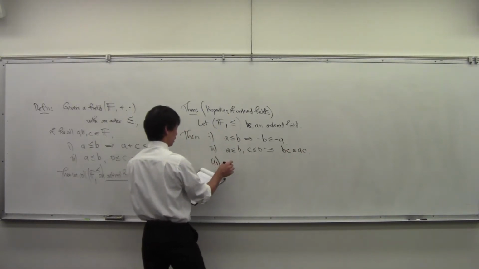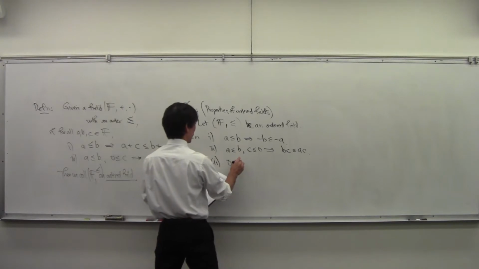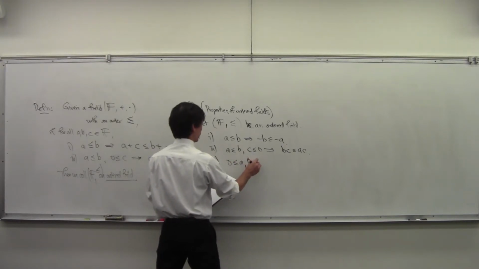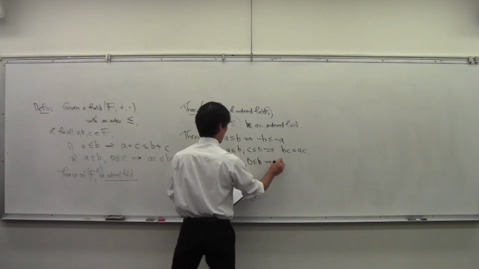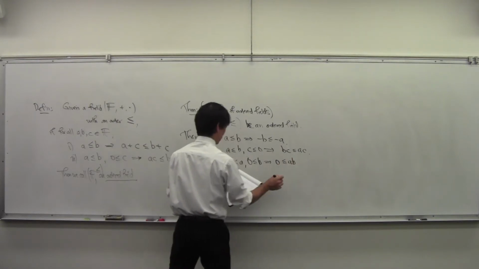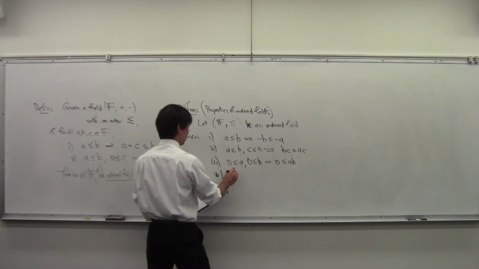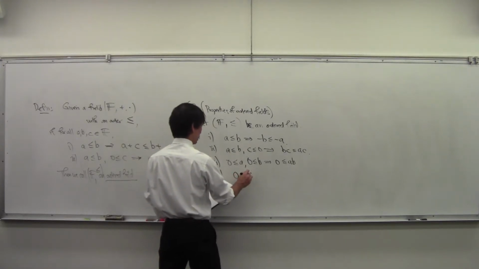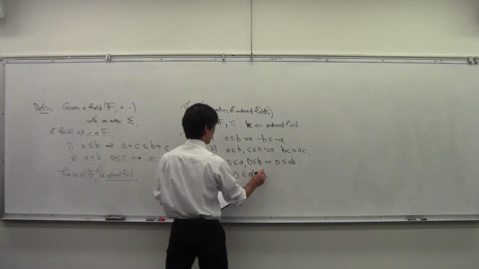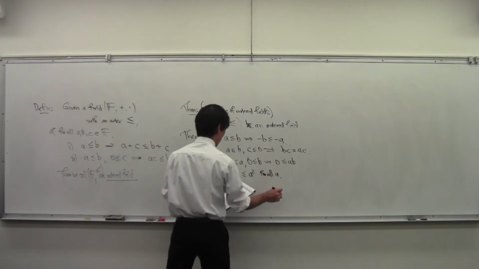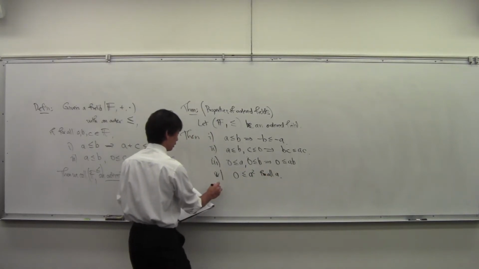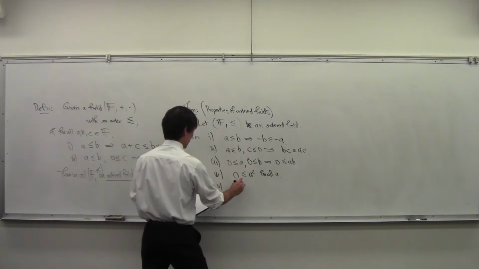3, if 0 is less than or equal to A and 0 is less than or equal to B, then 0 is less than or equal to AB. 4, 0 is less than or equal to A times A for all A. That's obvious. Number 5, 0 is less than 1.